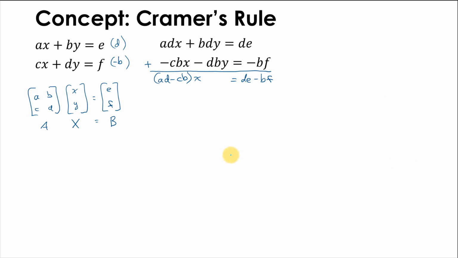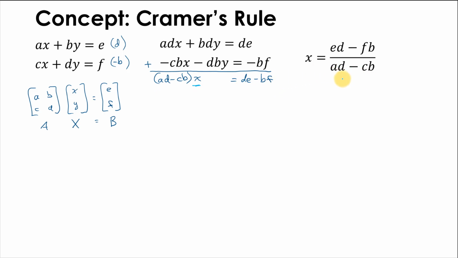I'm trying to solve for X right here. So when I solve for X, I end up with this expression here. I've got ED minus FB over AD minus CB. We can see it here and here. When I solve for X, I get this quotient here.